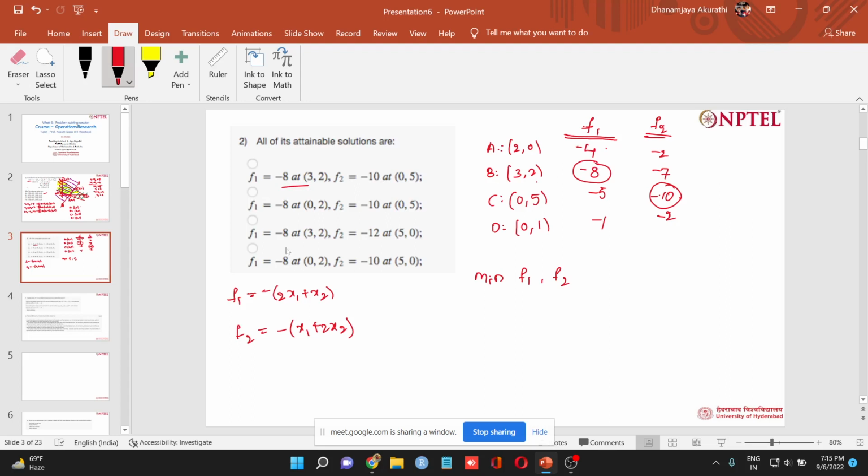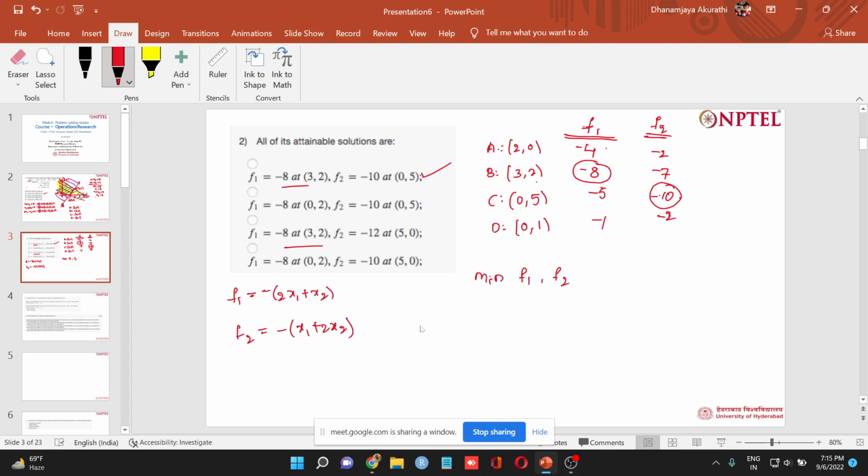So for the first and third options, we can obtain this. And similarly, f2 had an attainable solution at minus 10, and this is attained at 0 comma 5. So the first option is right, we can say that. Okay, here we had to find out the attainable solutions. These are the two objective functions.